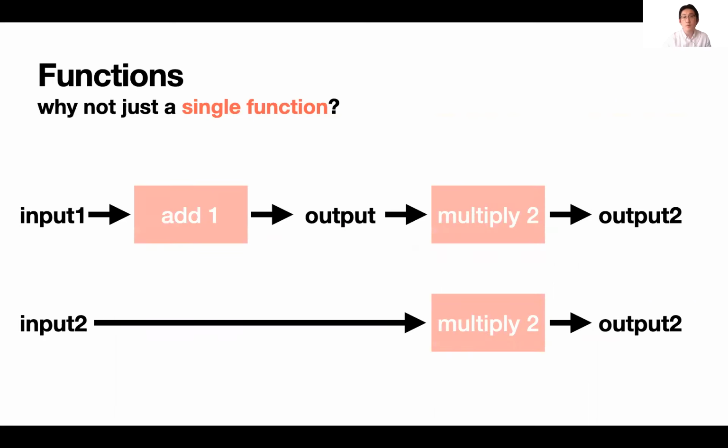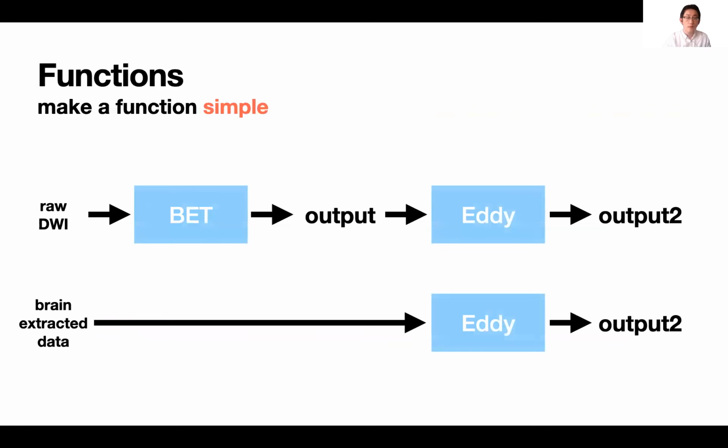There are times when you apply function 1 to some data and only function 2 to other data. For example, you sometimes have a raw DTI image where you have to apply BET and then eddy. But sometimes you have brain-extracted data where you don't have to apply BET, you just need eddy. So it's better to keep your function simple, doing one single thing.